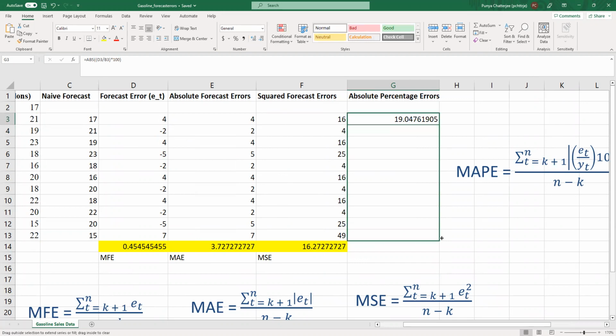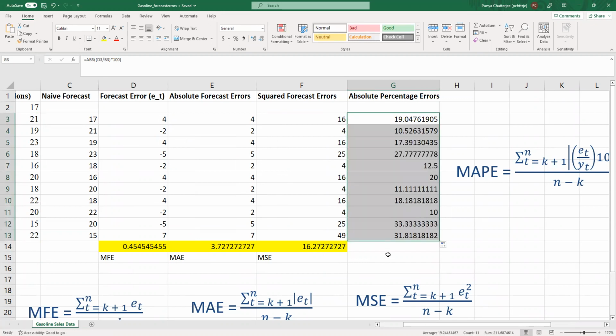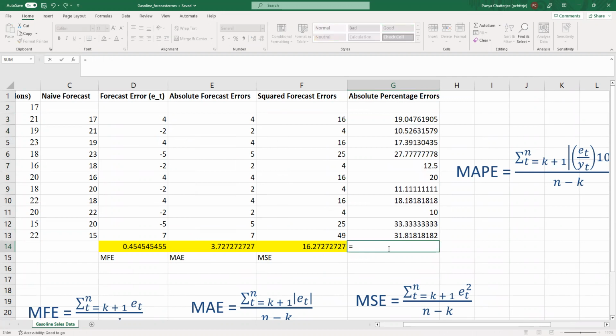And again, you can fill this up. And finally, you just take a mean of these absolute percentage errors. So I'm just going to take the mean, but the mean is in a particular way that you divide it by n minus k. Right, so I'm going to do again sum divided by again n minus k, n equals 12 and k equals 1. So there you go. That's your MAPE.